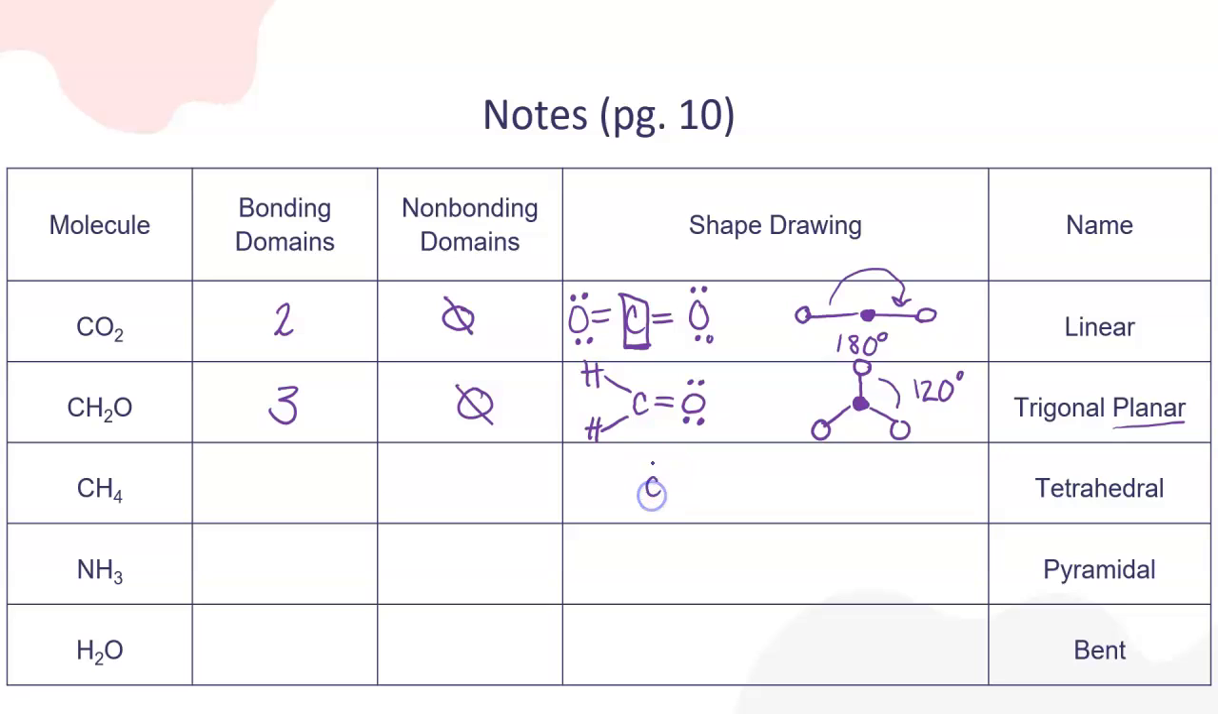Our next one is CH4. That is 4 bonding domains, no non-bonding. When we draw it, in the activity, it used a wedge going one way and another. You don't have to do that as long as you attempt to draw it with perspective, so it doesn't look like it's flat. The bonding angles for these were 109.5 degrees.